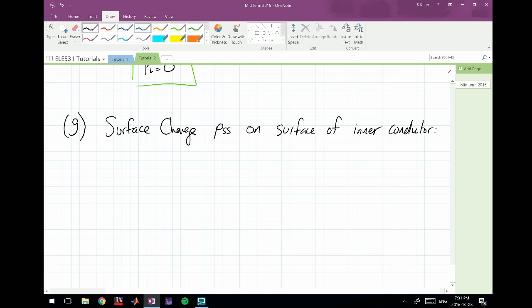Rho s is the surface, the frequency domain surface charge density. So rho s is the surface charge, and then you put the extra s to say it's from frequency. So he's been nice on this one. He's giving you the boundary conditions. They're given down here.